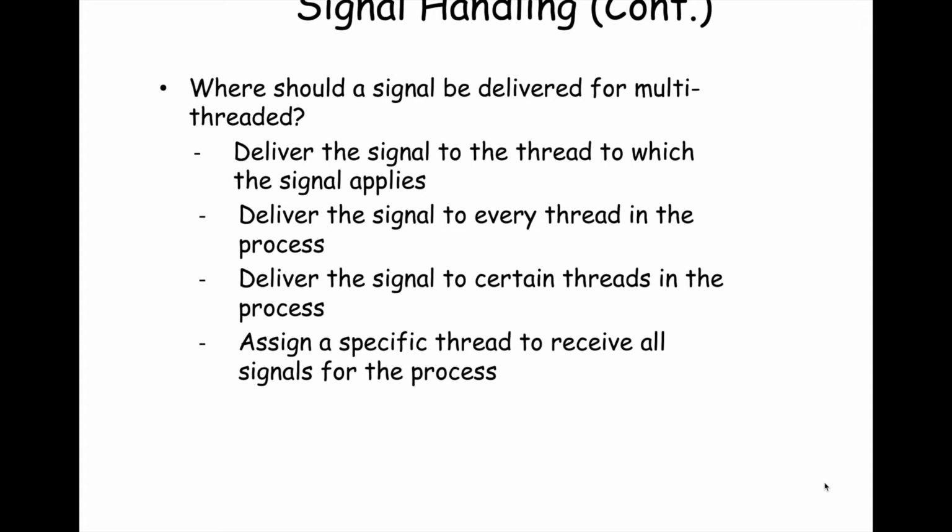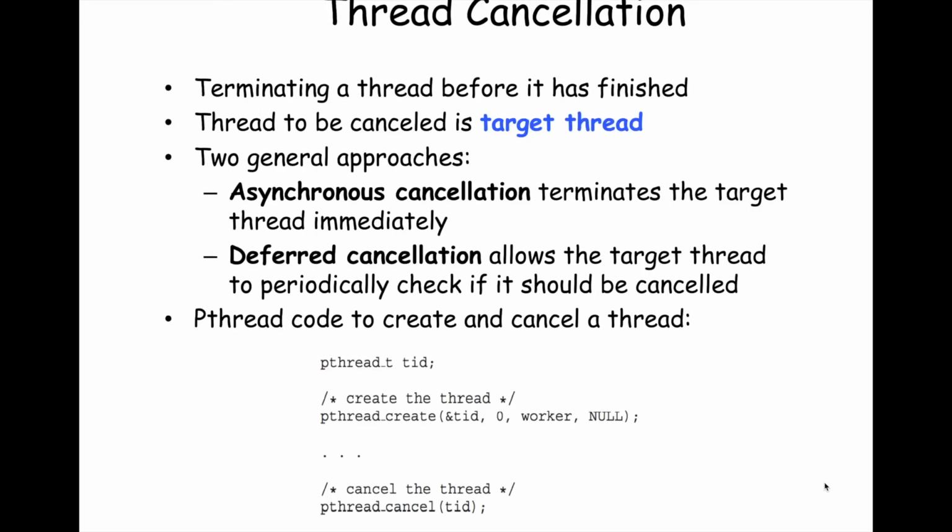Make sense? Okay. And so let's take a look at thread cancellation. Thread cancellation is the termination of a thread before it's ready to terminate, right? And so when you do thread cancellation, the target thread is that thread which is the so-called victim, the one that will be terminated before it's ready to. There's two types of cancellation. There's asynchronous cancellation.